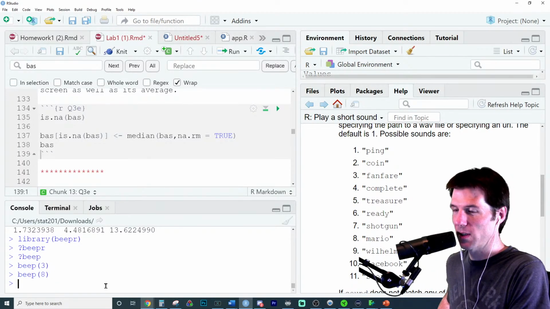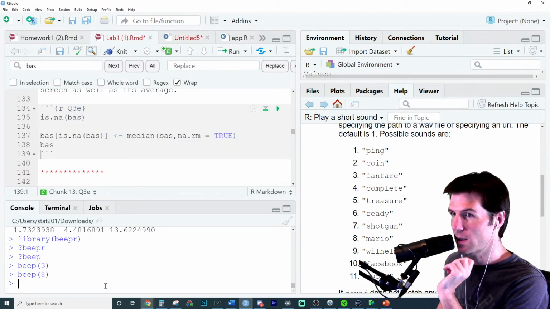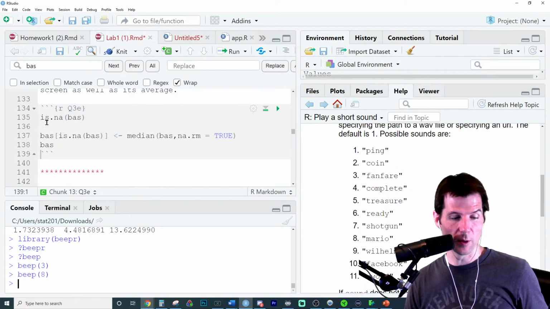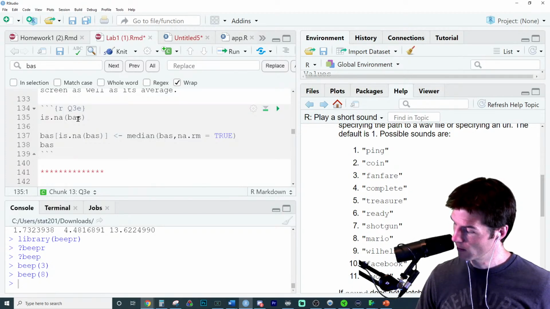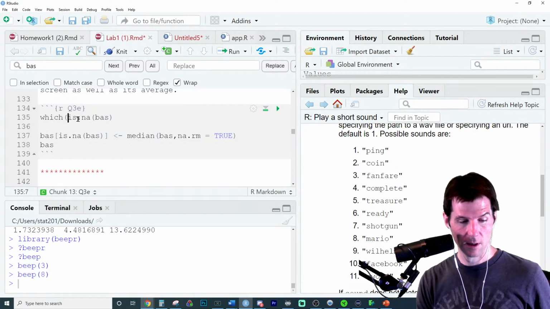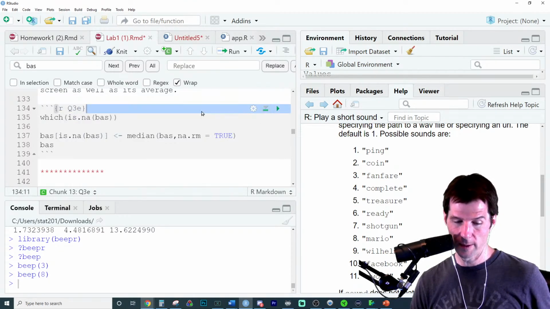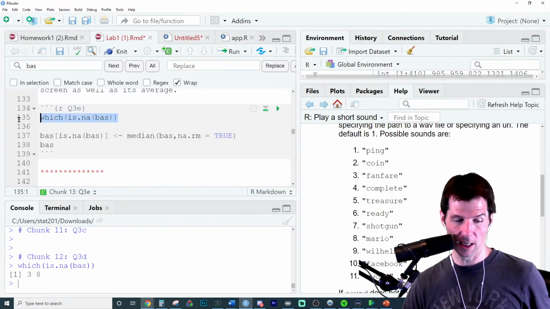You can make R play music, one of my favorite things. So with this right here, we've done it. We took the logical. You could also put this inside of a which, which will return just the positions right here. We'll take a look at what this looks like. So we're rerunning this. You don't have to. But this will return 3 and 8. So now it has 3 and 8.